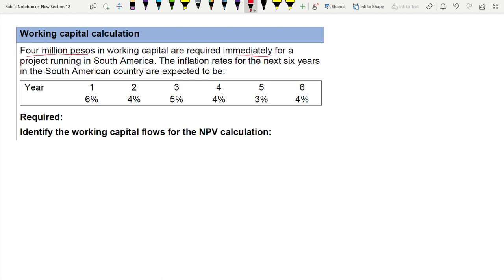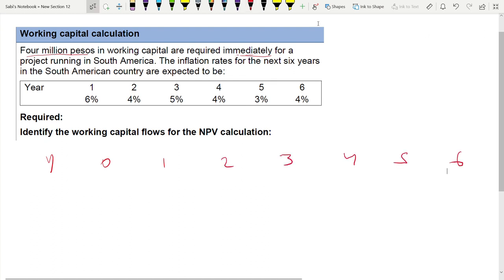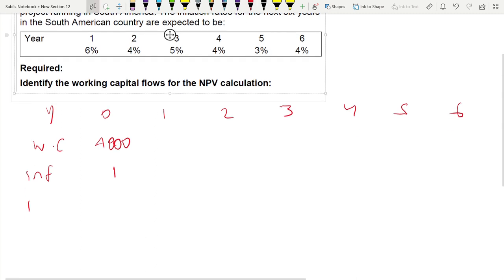Okay, so now you need to start with year zero. Year 0, 1, 2, 3, 4, 5, and 6. What is the working capital that is required immediately? That means in year zero, it is 4,000. Okay, and let's go by the inflation. Inflation will be 1. There will be no inflation in year 0. So total working capital for year 0 will be 4000 only, because 4000 into 1 is 4000.